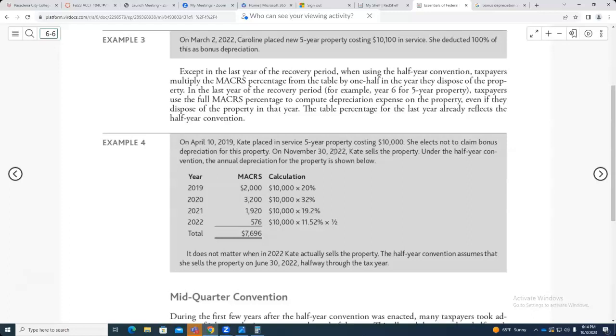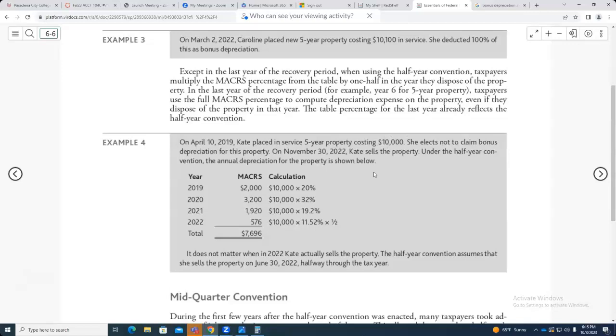It doesn't matter when you sell it in 2022. The IRS still considers that as half a year, as if you sold it in the middle of the year. That's why it's 1, 2. So total depreciation is $7,696. It doesn't matter when in 2022 Kate actually sells the property. The half-year convention assumes that she sold the property on June 30th of 2022. Make sense? So total depreciation is how much? $7,696.